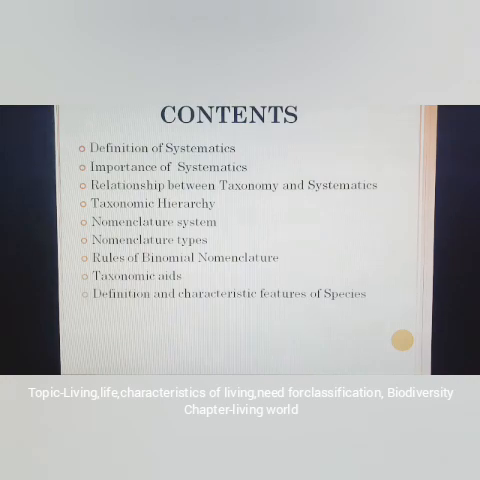definition of systematics, importance of systematics, relationship between taxonomy and systematics, taxonomic hierarchy, nomenclature system, nomenclature types, rules of binomial nomenclature, taxonomic aids, and definition and characteristic features of the species. So these are the points present in this chapter. One by one, we will be discussing each specific point in this chapter.